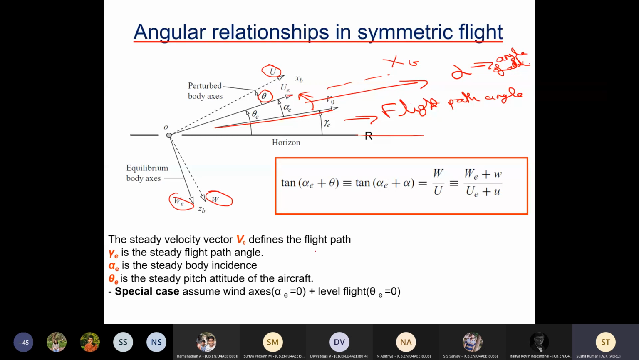And some special cases we'll assume at times. One is wind axis, which means alpha E is 0. And level flight is nothing but theta E is 0. So whenever they say straight and level flight, it means theta E with respect to the horizon is 0, it is flying parallel to the horizon. And straight means obviously it's not moving in the lateral directional plane. Some problems will say straight and level flight, that's what it means. And wind axis is alpha E equal to 0, so some derivations will use wind axis.